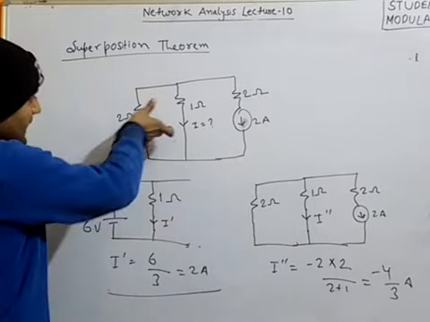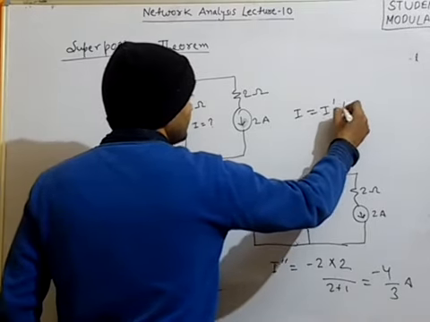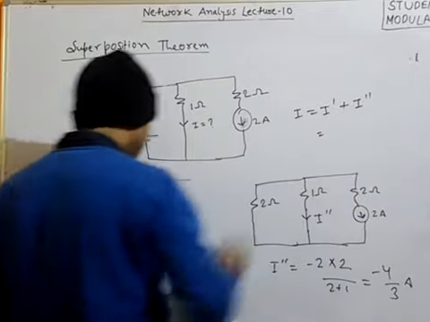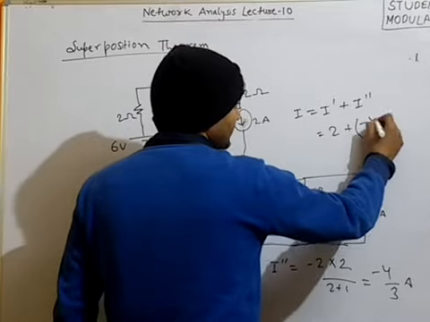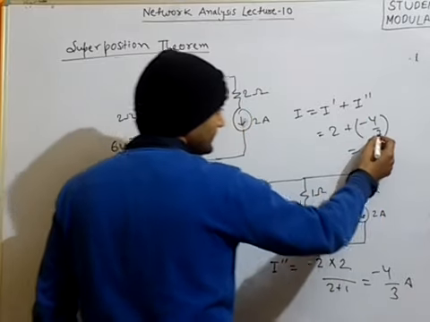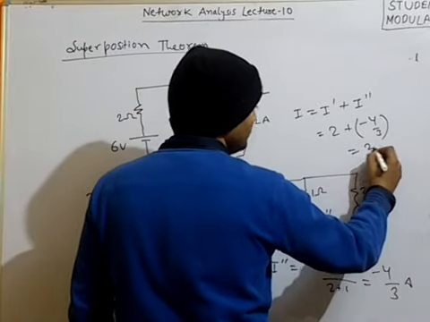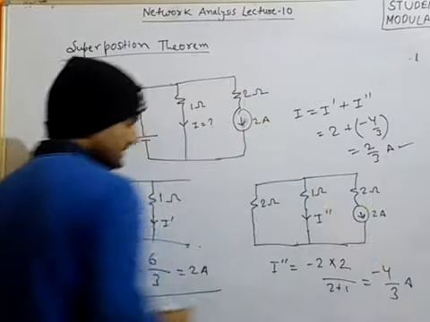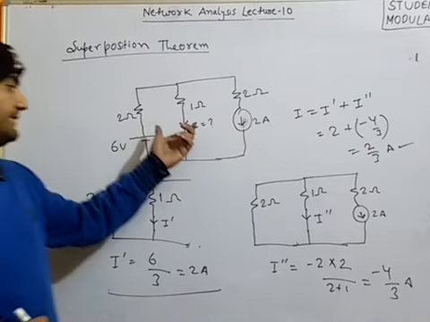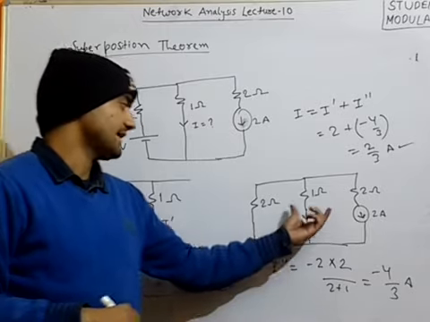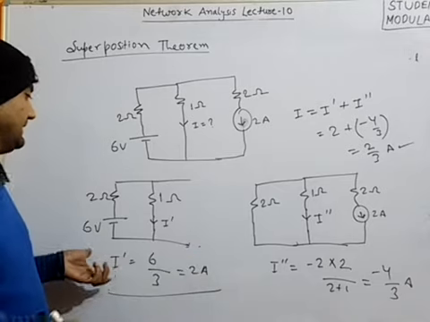So I double dash we got minus 4 by 3 ampere, and I dash we got 2 ampere. So overall the net current through this will be the summation of I dash plus I double dash. The value of I dash is 2 ampere plus I double dash is minus 4 by 3. So overall we get the result (6 minus 4) by 3, it means 2 by 3 ampere. This is the final result of the given problem, where I double dash is minus 2 into 2 by 3, that is minus 4 by 3, and I dash is 2 ampere.